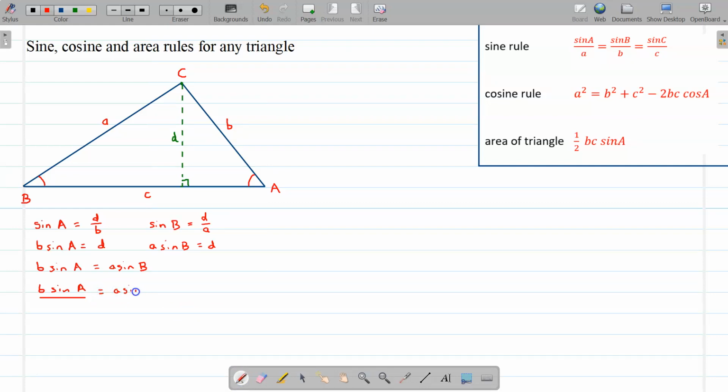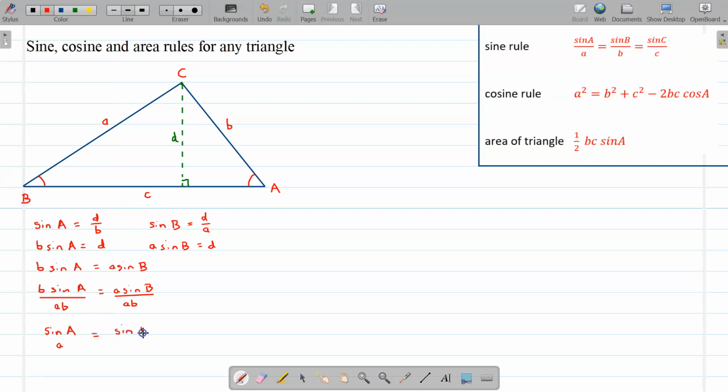a sine B, and that has to also be divided by ab. So I've just done the same thing to both sides of the equation. That's over ab, and that's over ab. Well, in this first one, the b's will cancel to give me sine A over a, and in this one, the a's will cancel to give me sine B over b. So I have the result that sine A over a equals sine B over b.